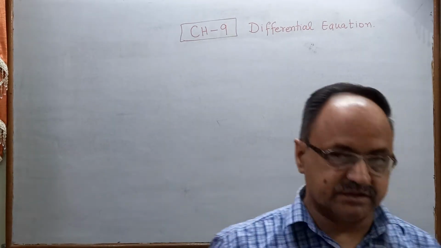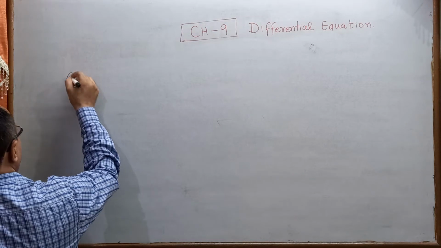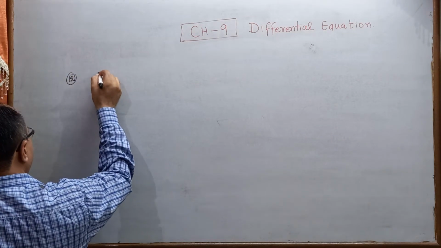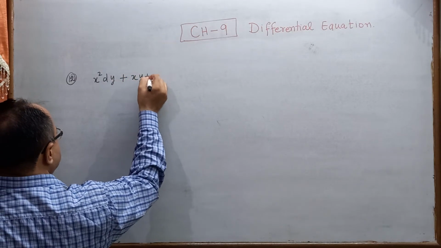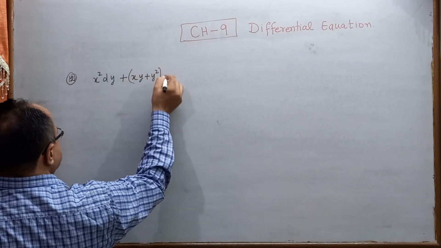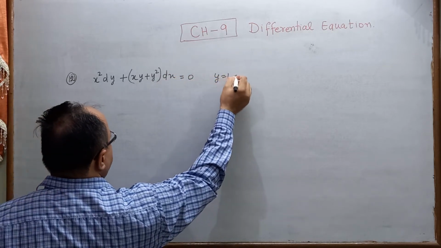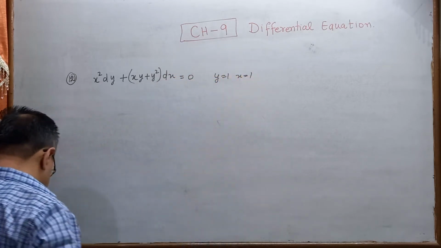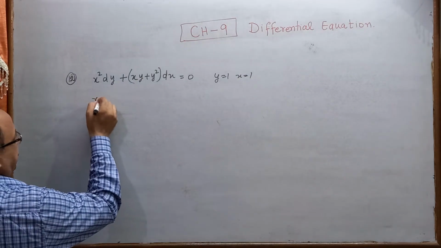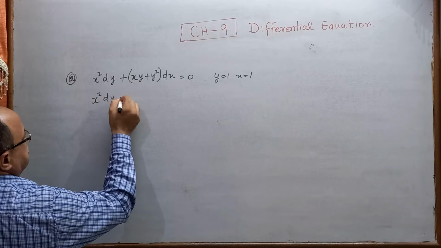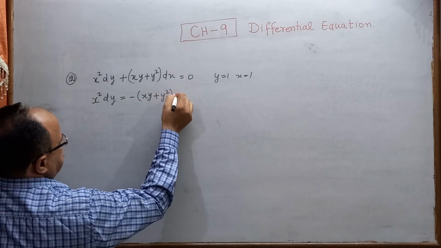Now we solve one question. Question number 12. That is x square dy plus xy plus y square dx is equal to 0, when y is equal to 1, x is equal to 1. Find the particular solution. Right? Therefore, you can write x square dy is equal to minus xy plus y square dx.